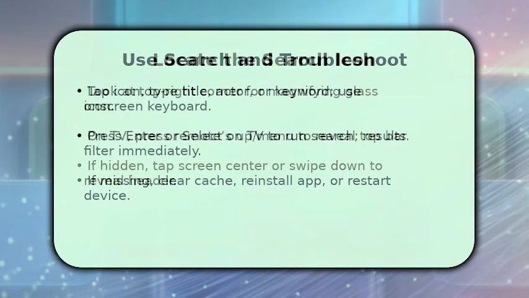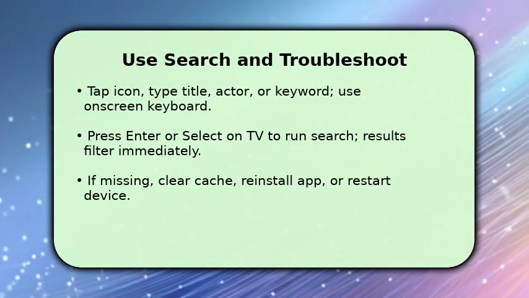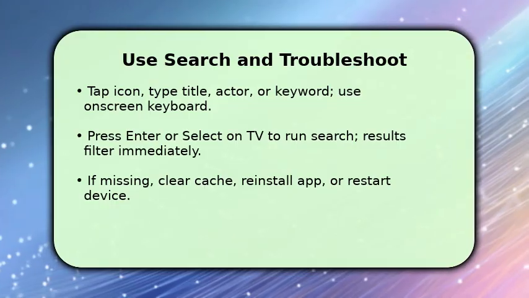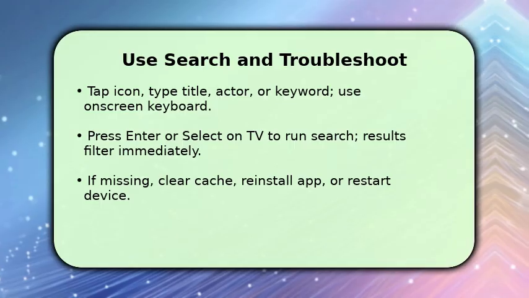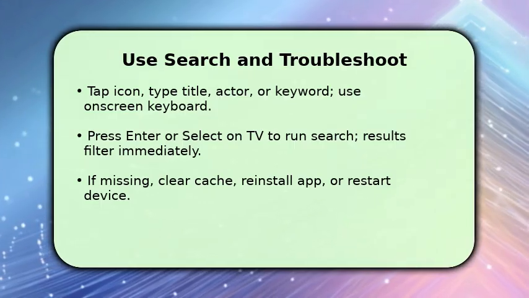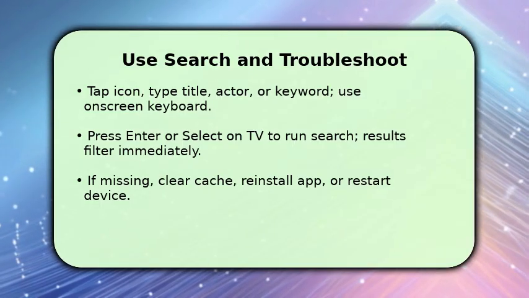Finally, tap the magnifying glass and type the show, movie, or actor you want. Use short keywords for faster results and predictive suggestions. Once done, press enter or select on remote to see filtered results and categories. You can refine by genre or language.